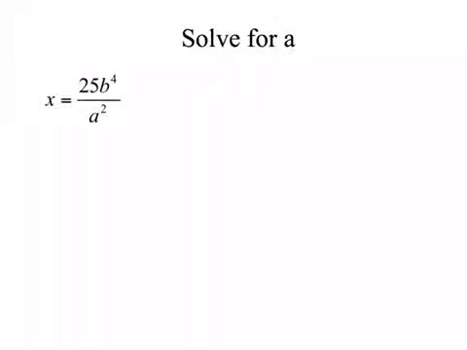So I want to solve for a. I want to get this letter by itself. So for this rational equation, I'm going to multiply to start with both sides by a squared. Once I do that, these disappear, leaving you a squared x equals 25b to the fourth.